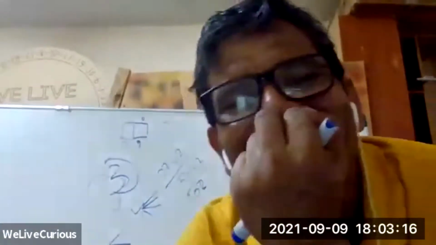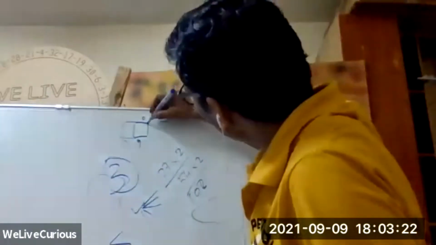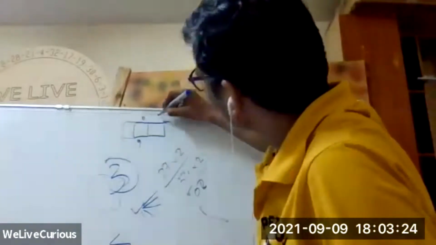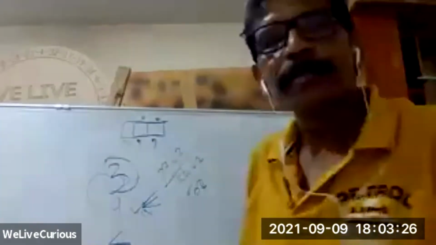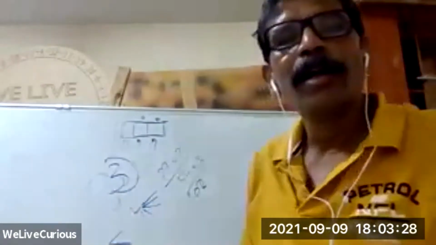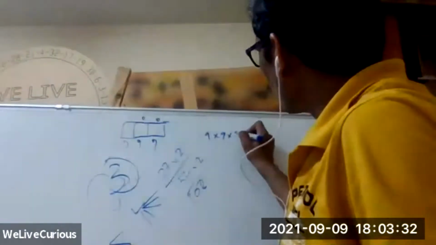81, sir. 81, so 81 seconds. Okay, now one more digit. Now you have 3, 0 to 9. So then it will be 9 into 9 into 9. You say 9 into 9 is 81, into 9.